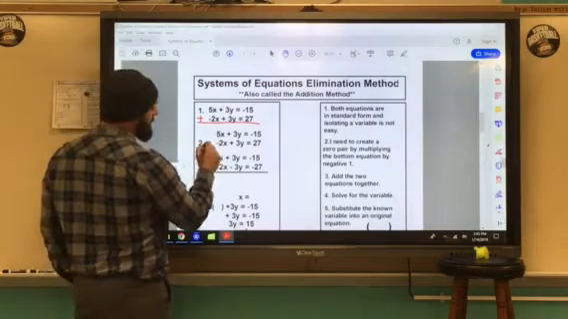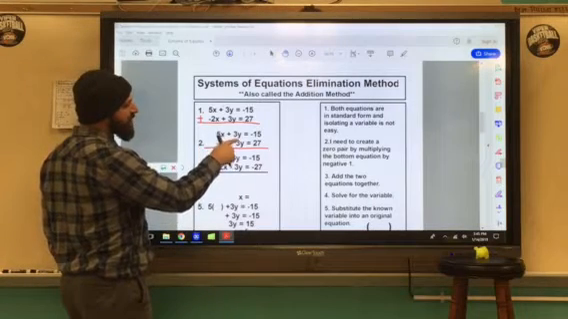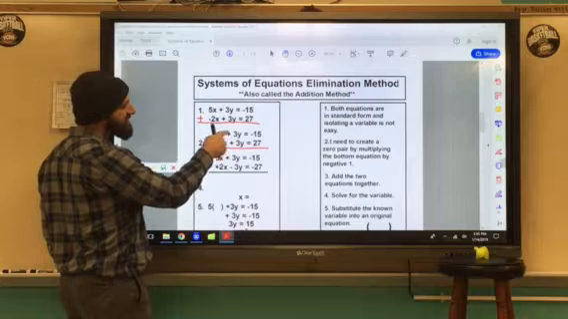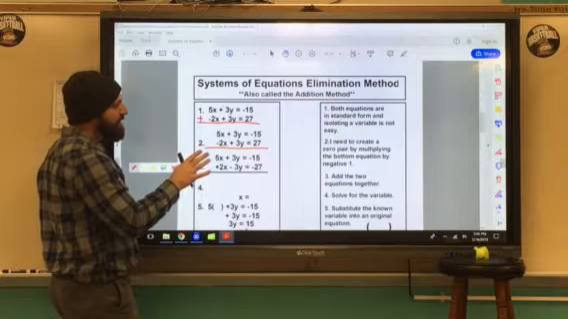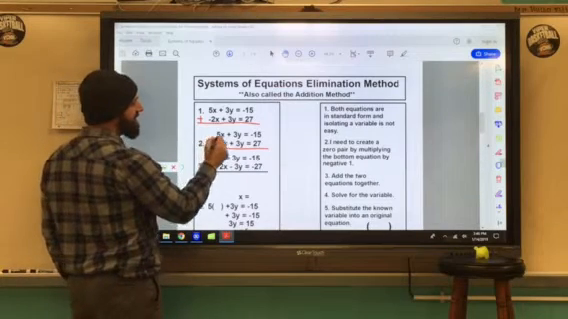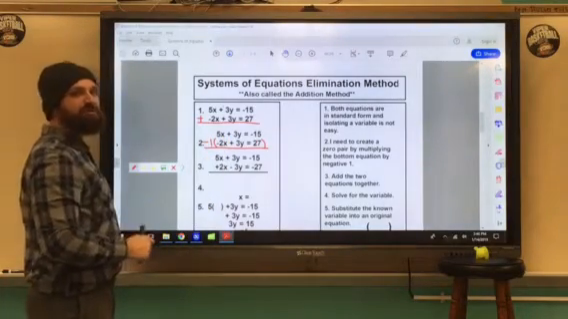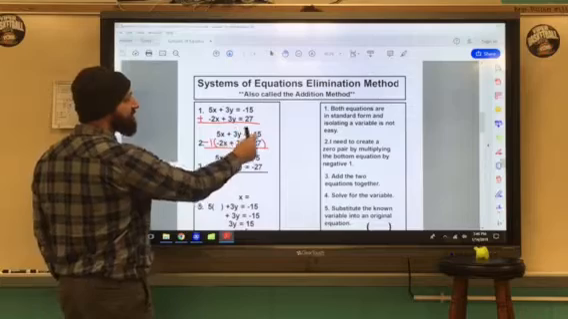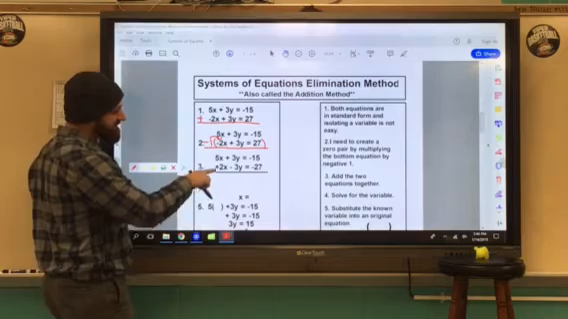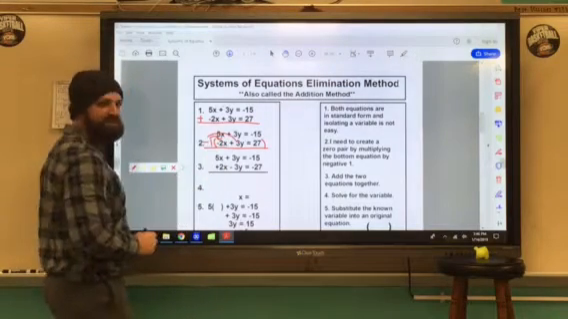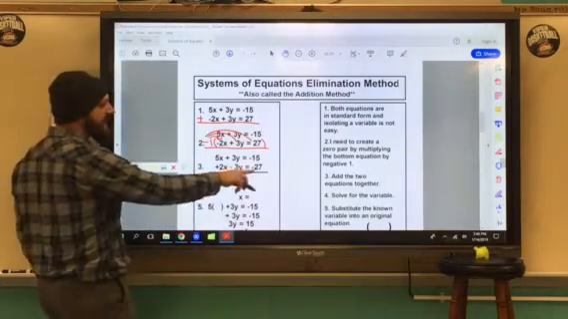So I'm going to go here, step 2, and I've got the same coefficient here, but I've also got the same sign. So I just need one of these terms to be negative, and they'll cancel one another out. So I'm going to multiply my second line by negative 1. And when I do that, I'm going to distribute that negative 1 to each term, all three terms. So negative 1 times negative 2 gives me positive 2x. Negative 1 times 3 gives me negative 3y. And negative 1 times 27 gives me negative 27.